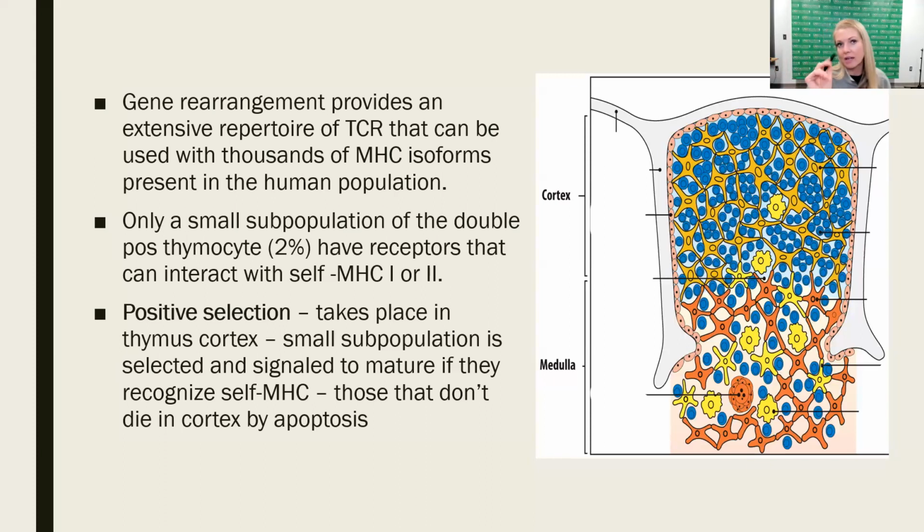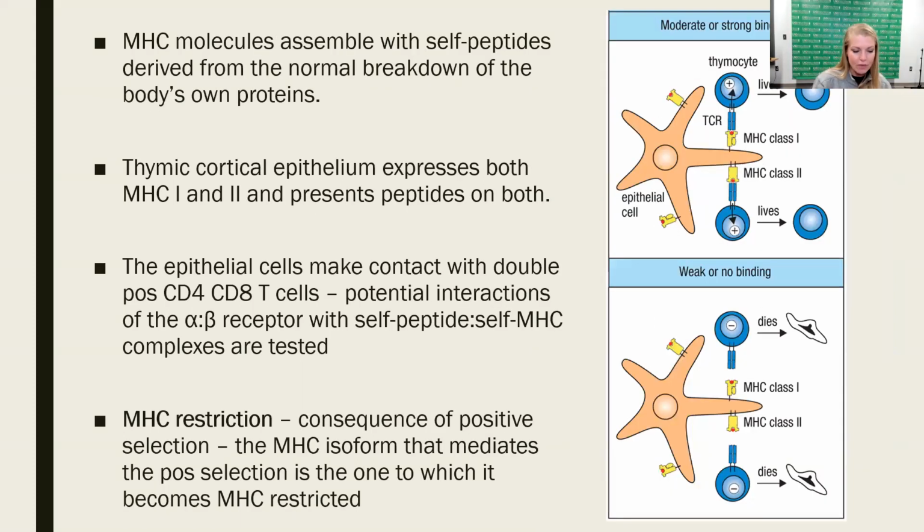If they don't recognize self-MHC, those T cells are never going to be able to interact with antigen, because antigen recognition by T cells must involve recognition of MHC as well. So positive selection is the process that ensures that this can happen. MHC molecules used in positive selection are going to self-assemble with self-peptides.